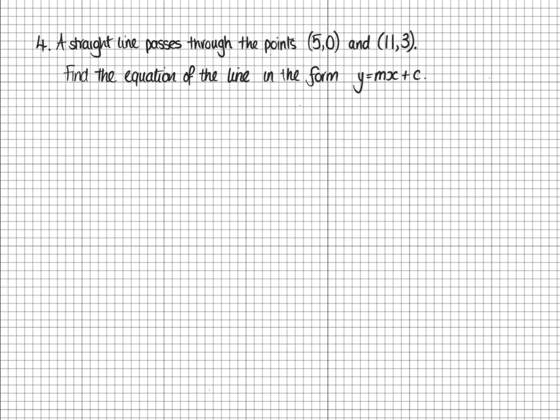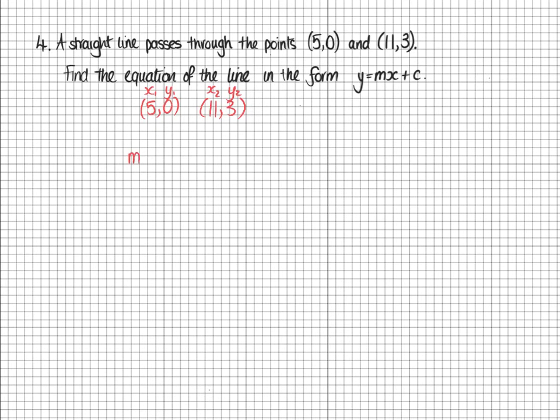Right, so question 4: a straight line passes through the points (5, 0) and (11, 3). Find the equation of the line in the form y equals mx plus c. I feel like a broken record, but I'll keep going. Again, first thing we need to do is find the gradient. So we need the points. We've got (5, 0) and we've got (11, 3). So we've got our x2 and our y2, we've got our x1 and our y1.